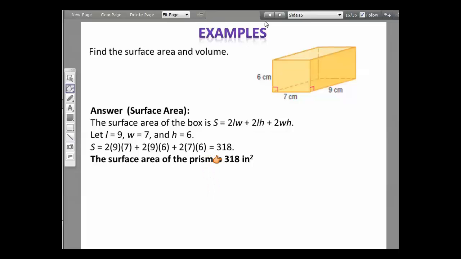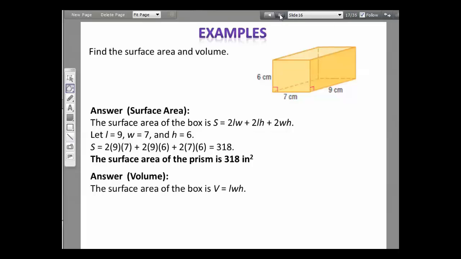And we're basically fixing to do the same thing for the volume. We've got our formula, volume equals length times width times height. We're going to let our variables have the same numerical value. Length is 9, width is 7, height is 6.